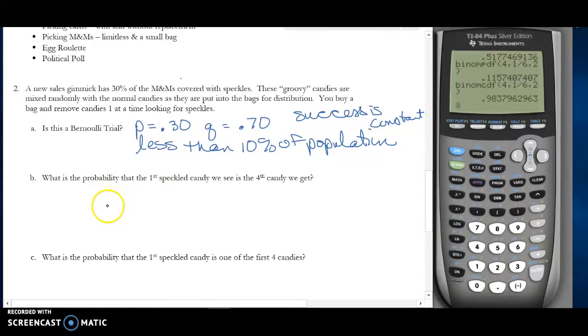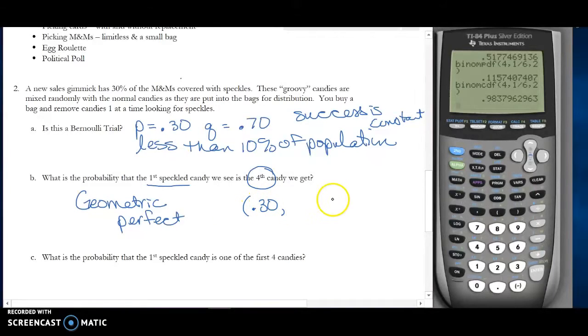So we need to do these, and we need to first find out if they're geometric or binomial. And it says, what is the probability that the first speckled is the 4th we see? That's saying when you get your first success, so this is geometric. And because I want it perfect, it's geometric PDF. And so my first number again is P, which is 0.30, and then my next number is 4, because that's when it's going to happen.